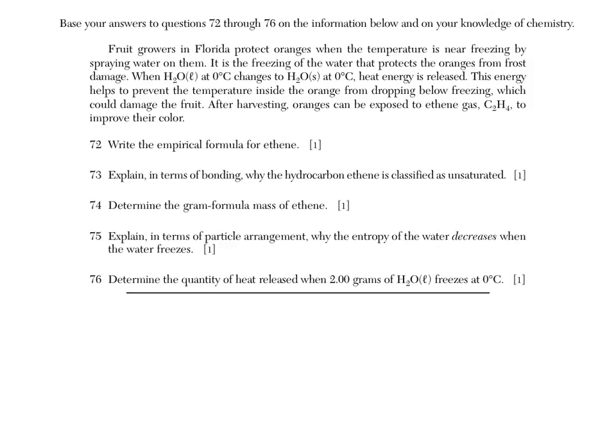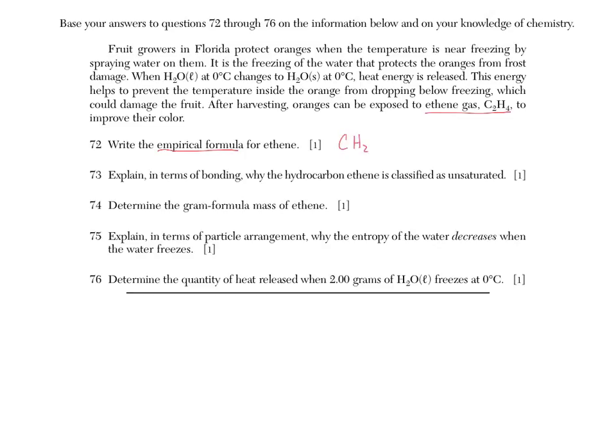All right, numbers 72 to 76 are about organic chemistry. For number 72, write the empirical formula for ethene. Ethene is given as this. We need to reduce it to simplest ratios, and that's what it means to be empirical. So reducing 2 and 4 to the smallest whole number ratios, it's going to be CH2.